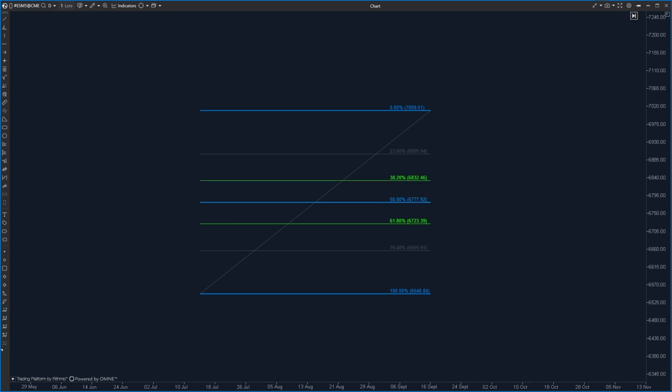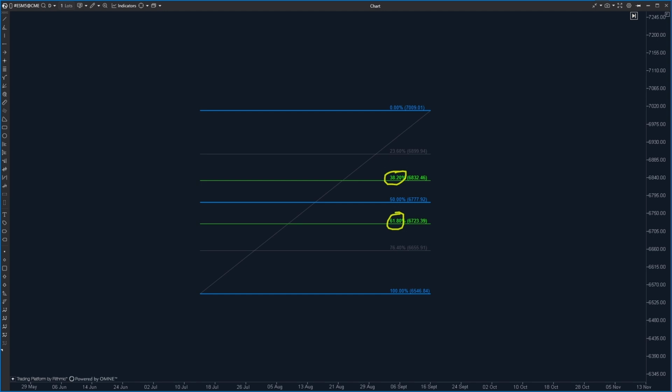The 38.2% and the 61.8% levels tend to perform better in trading markets, and traders often use confluence with other technical indicators at these levels to confirm the reliability of potential reversal zones.